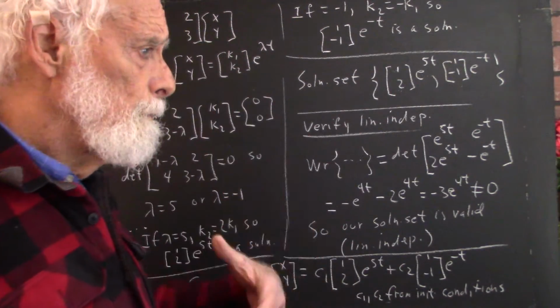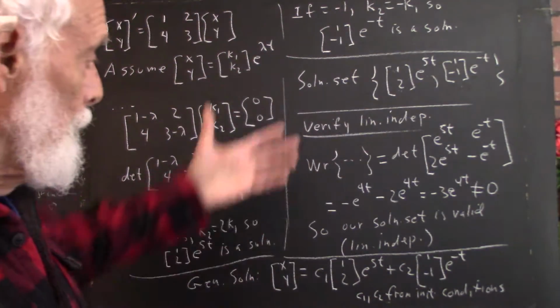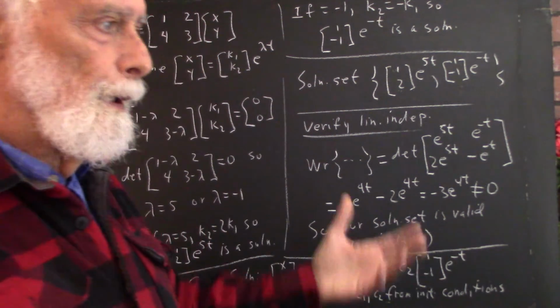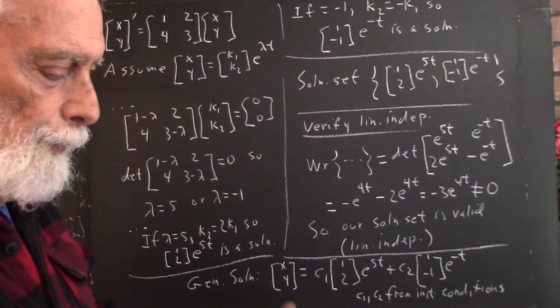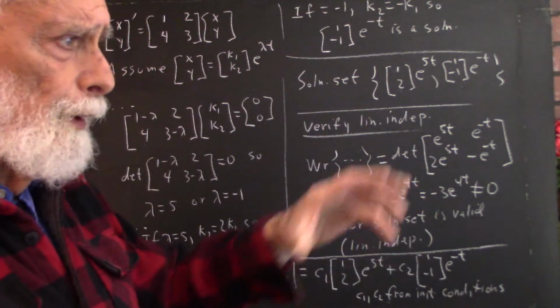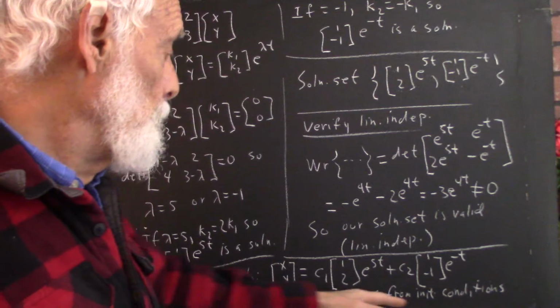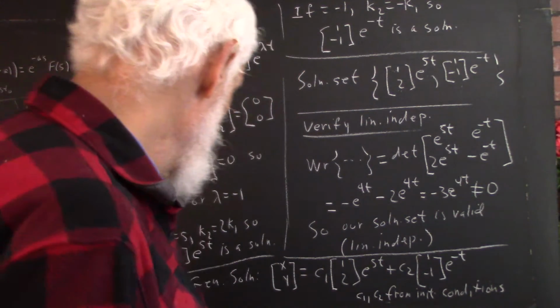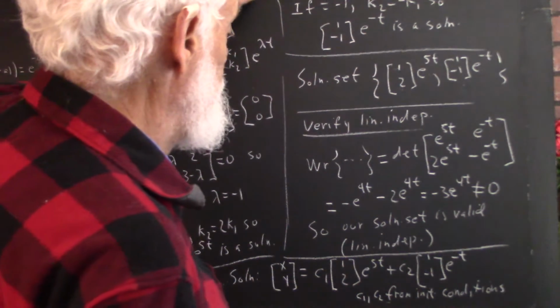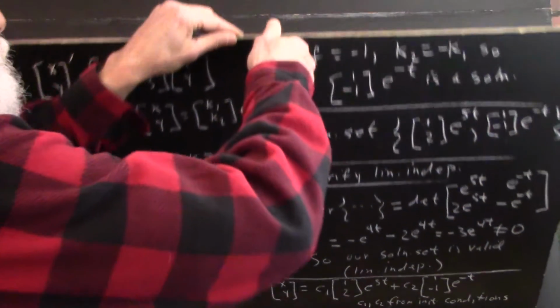The problem that I solved has been stated without initial conditions, but if we have x of 0 equals 0 and y of 0 equals 1, then we can solve this. So actually it's probably not a bad idea to go on and apply initial conditions to our solution.